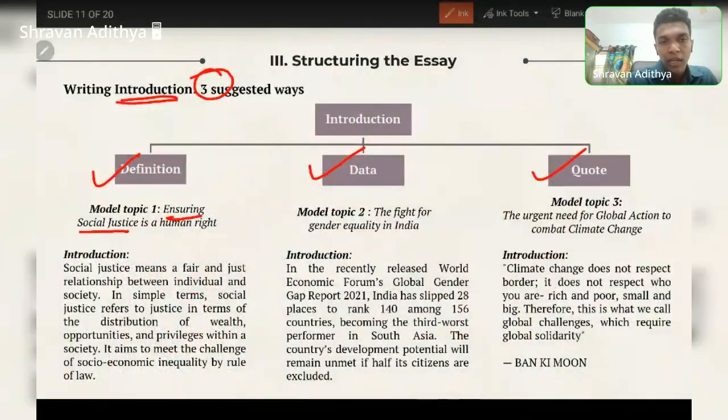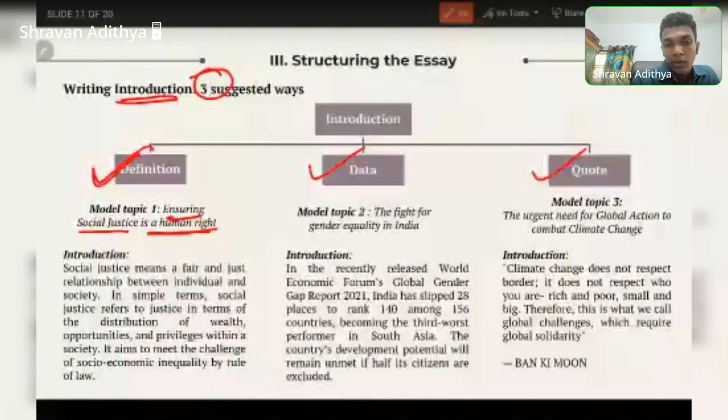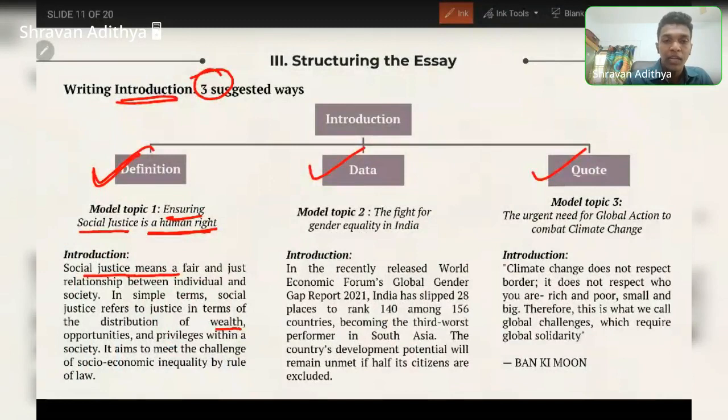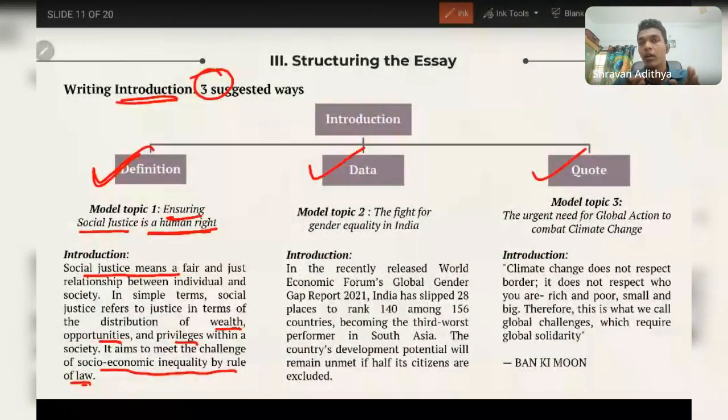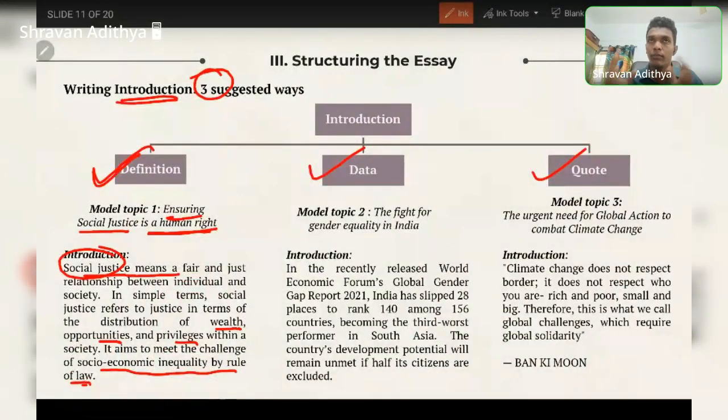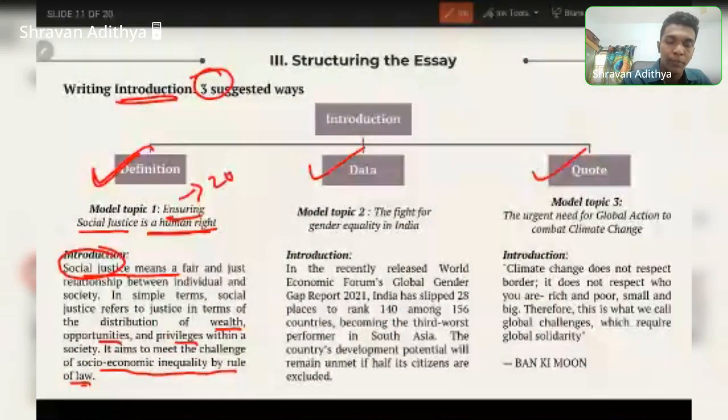Ensuring social justice is a human right. So here, this is the definition form. You can write: social justice means a fair and just relationship between individual and society. In simple terms, social justice refers to justice in terms of distribution of wealth, opportunities, and privileges within a society. It aims to meet the challenge of socio-economic inequality by rule of law. I have used three sentences, simple words, very crisp and to the point, and I have mentioned the keyword here, social justice. Basically, ensuring social justice is a human right is my essay topic. This was actually asked in your 2020 CAPF paper.